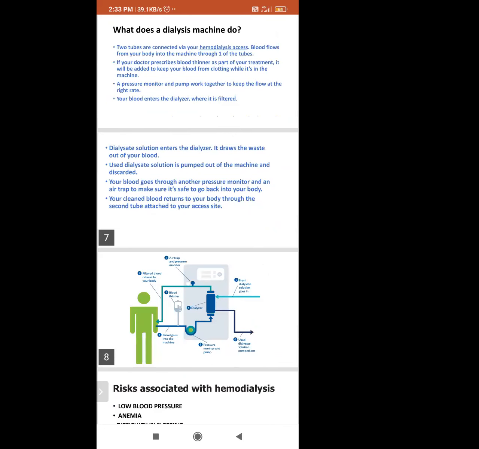How does a dialysis machine work, or what does a dialysis machine do? In a dialysis machine, two tubes are connected via hemodialysis access. Blood flows from the body into the machine through the first tube. If our doctor prescribes a blood thinner as part of our treatment, it will also be added to keep our blood from clotting while it is in the machine. A pressure monitor and a pump work together to keep the flow at the right rate. The blood enters the dialyzer where it is filtered.